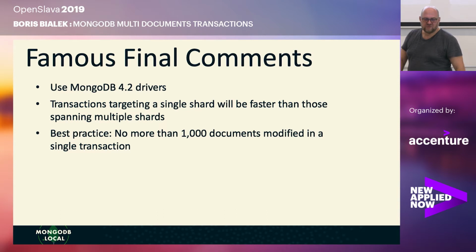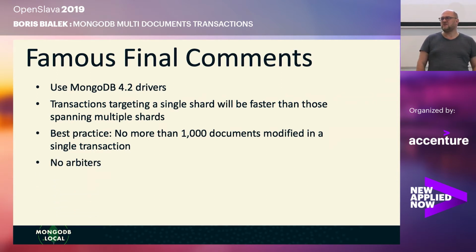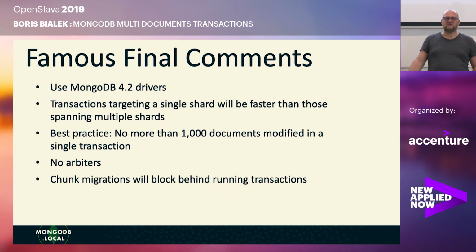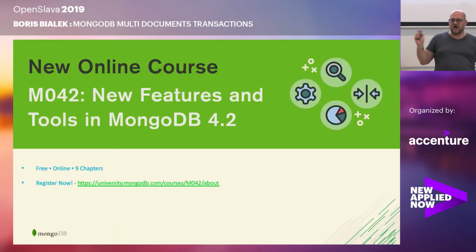No more than 1,000 documents modified in a single transaction. I know where the product managers came up with that statement, but I wholeheartedly agree. My answer would actually be something way lower than 1,000. There should be no sense in having 1,000. Imagine you do a database update with 1,000 rows on a database. Deadlock is guaranteed. No arbiters, as we talked about. Remember again the DDL part. Larger migrations, larger actions, whatever happens after the closing of the transaction snapshots.